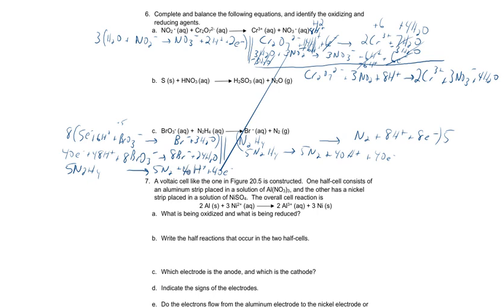Alright, so my electrons cancel out. Good. I subtract 40H plus on this side and 40 from here, which leaves me with 8H pluses. The water doesn't cancel out because it was only on one side. And what's that leave me with? It leaves me with 5N2H4.